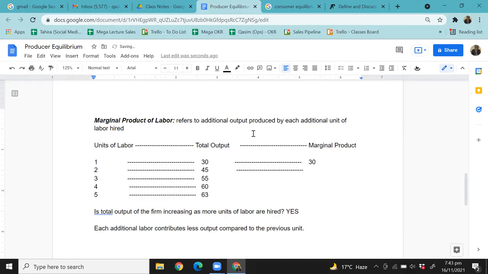When you hired the second guy, right, the total output was 45, which technically means that the second person on his own produced how much?